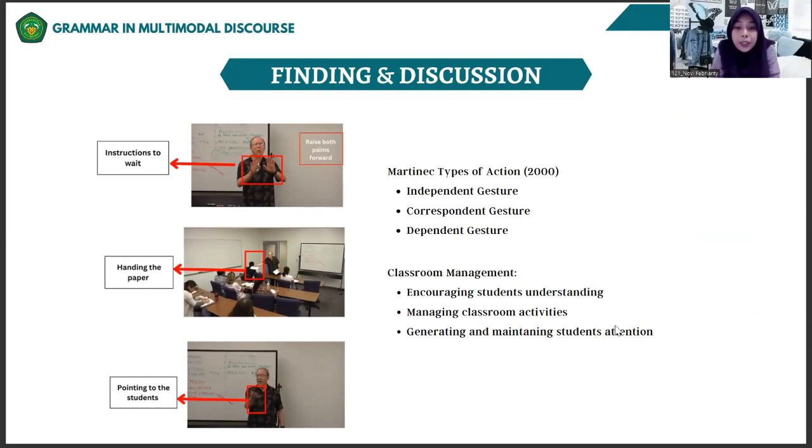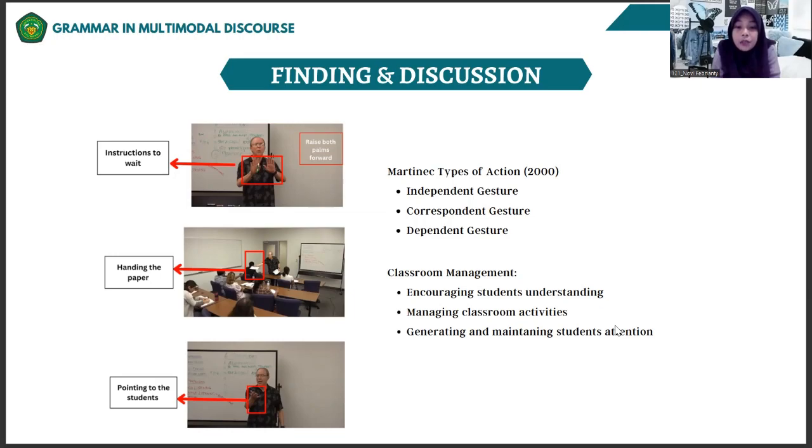And then picture number 2 is handing the paper, which aims to manage classroom activity so that the activities carried out during learning are more structured. And then the third picture is pointing to the student, which aims to generate and maintain student attention so that students can be more focused while participating in learning activities.